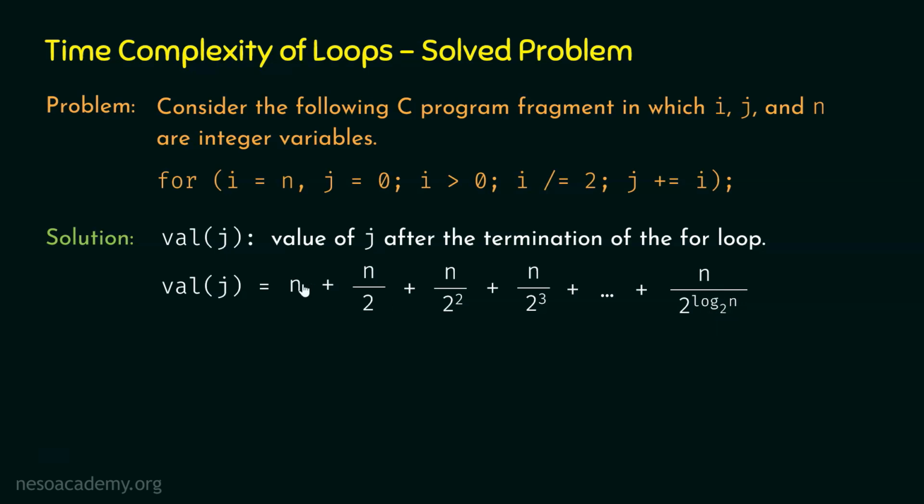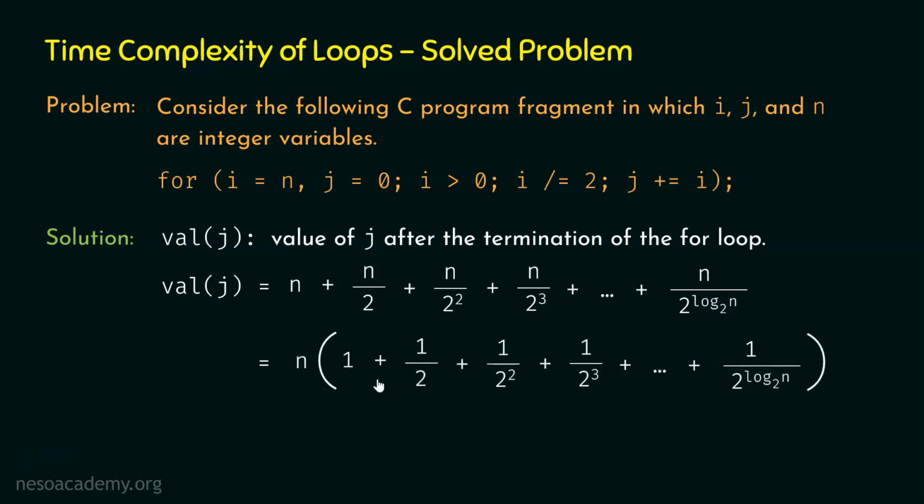Now we can take n common and we will get n times 1 plus 1 by 2 plus 1 by 2 square plus 1 by 2 cube, and this will continue up to 1 by 2 power log n base 2. This is the GP series or geometric progression series. Why am I saying this is GP series? Let's recall what is GP series and how to find the sum of all these terms.